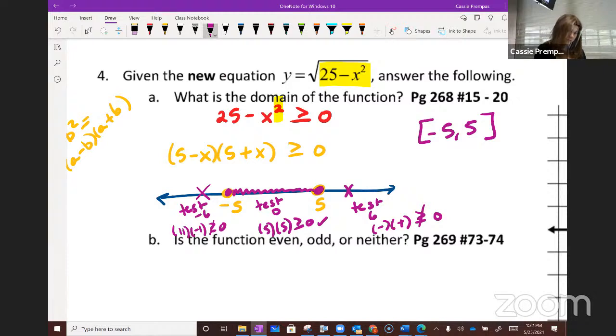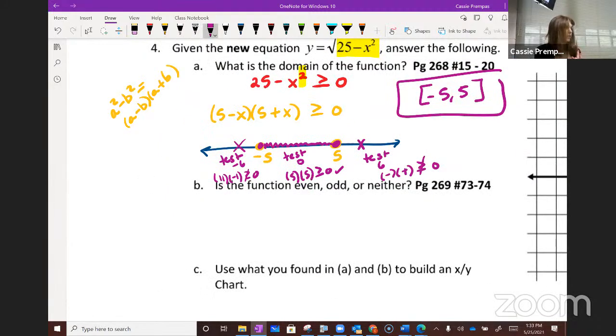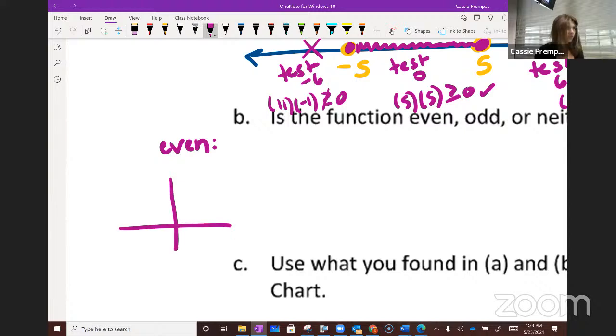Okay, is this function even, odd, or neither? Do you guys remember what an even function looks like? Is it like this? It has something to do with the x or the y-axis.